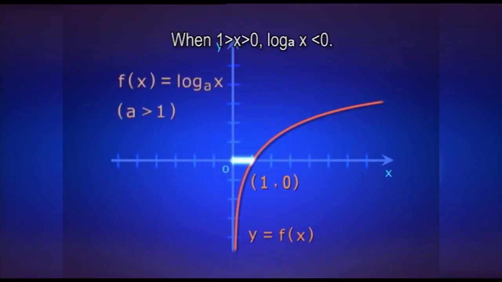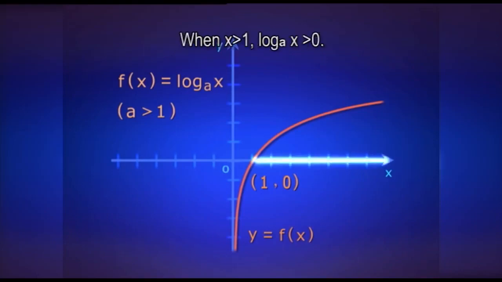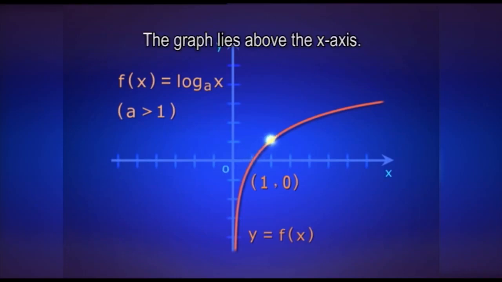When x is greater than 0 but less than 1, logarithm of x to the base a is less than 0. The graph lies below the x-axis. When x is greater than 1, logarithm of x to the base a is greater than 0. The graph lies above the x-axis.